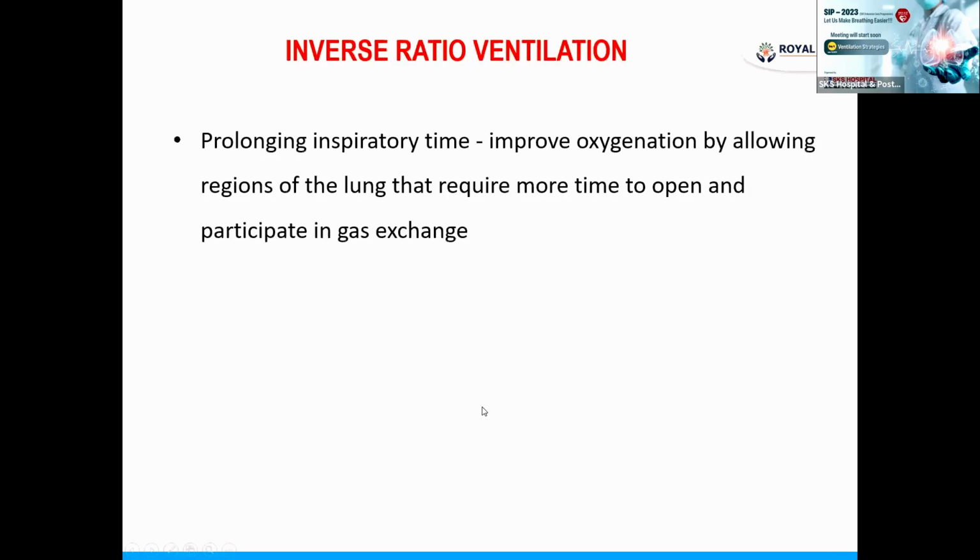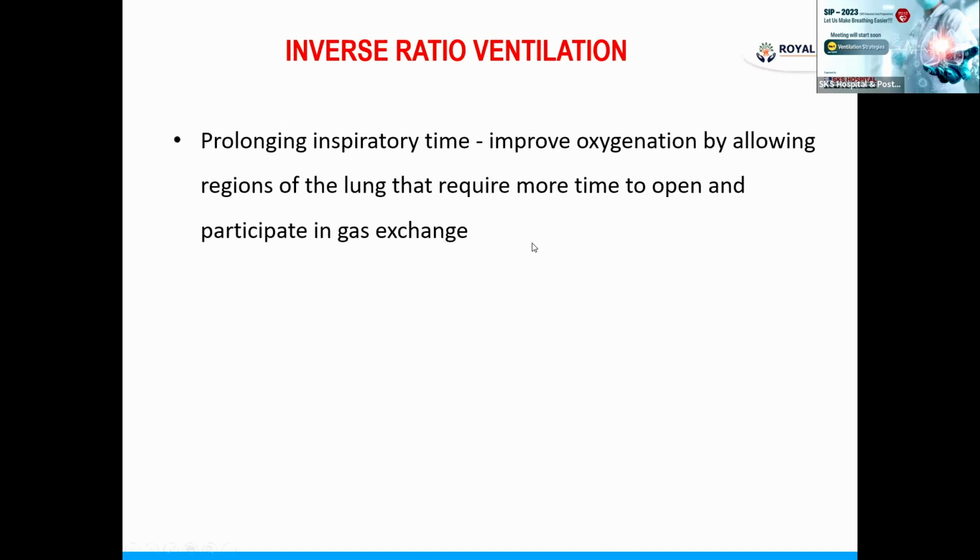Inverse ratio ventilation, as we all know, we usually ventilate a patient with a higher expiratory time than inspiratory time. We usually keep it around 1:2.5 or 1:3 because you need more time for expiration. It is a passive process. You need more time for the alveolus to completely empty. If that does not happen, you are going to have more and more auto-PEEP.